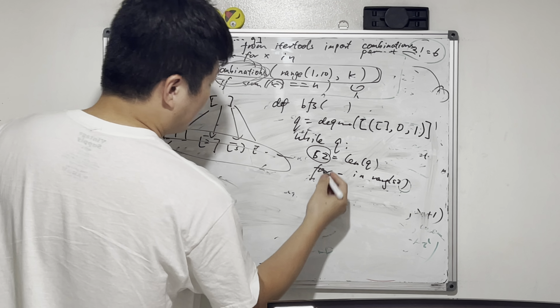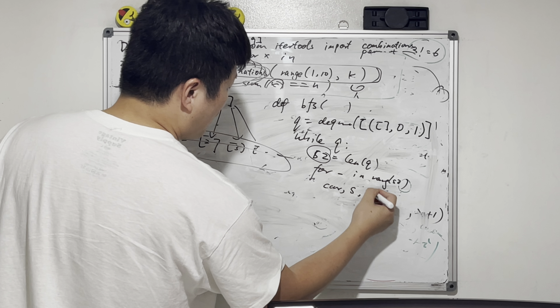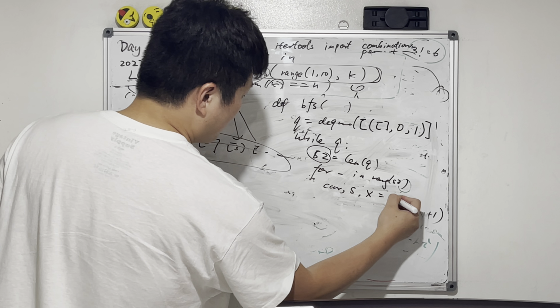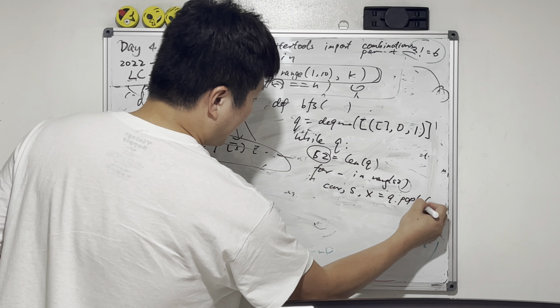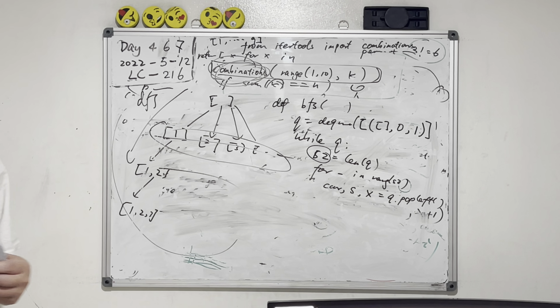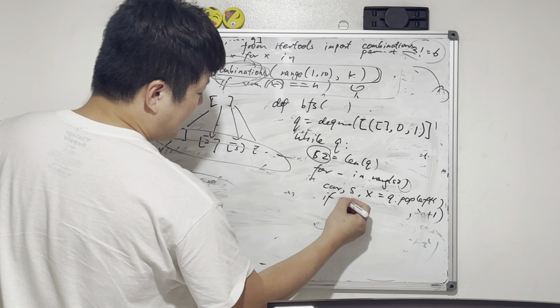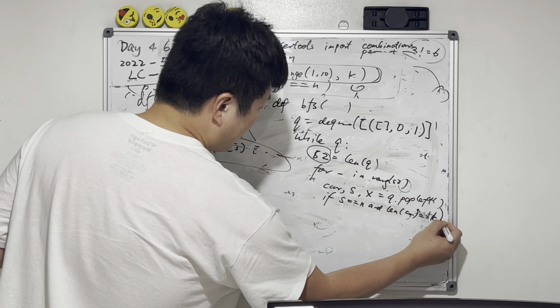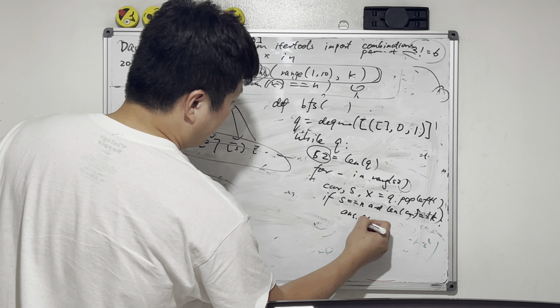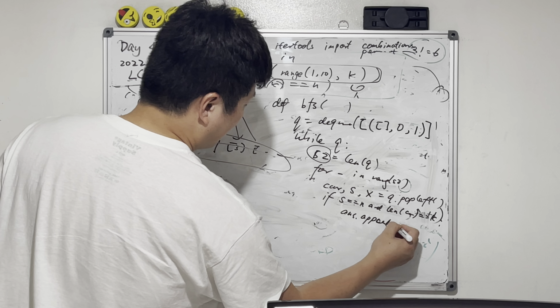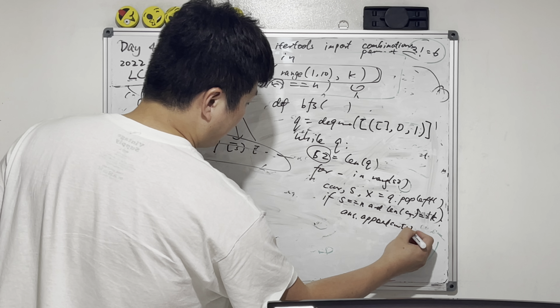So now we have the current, the sum, and the x, the number we can try, equals q.popleft. We're taking from the left, first in, first out. So we need to dequeue from the left of the queue. Now, if the sum equals n and the length of the current equals k, then we can append a copy of the current to the answer.